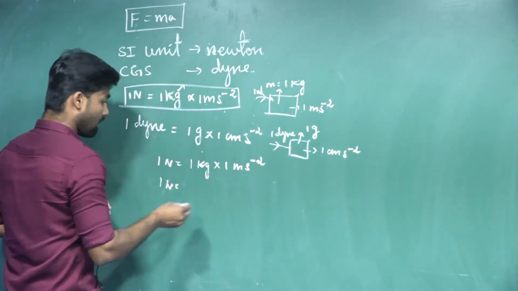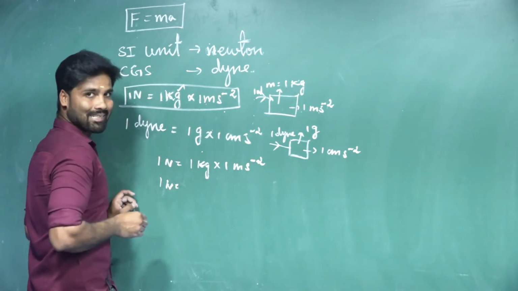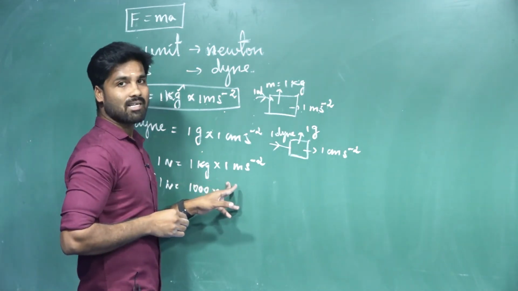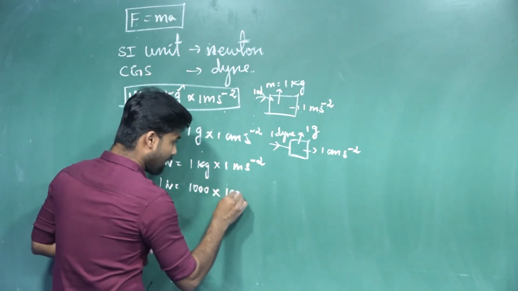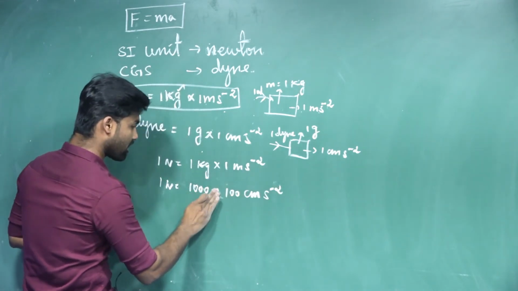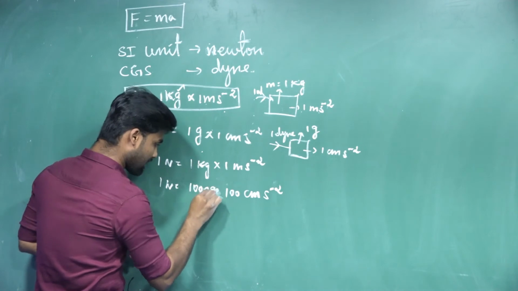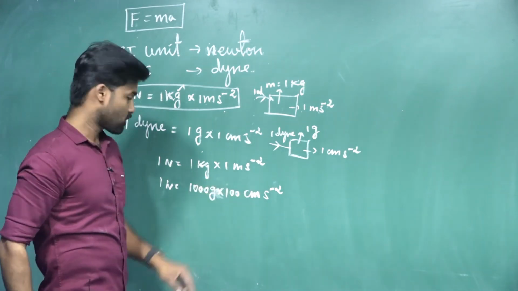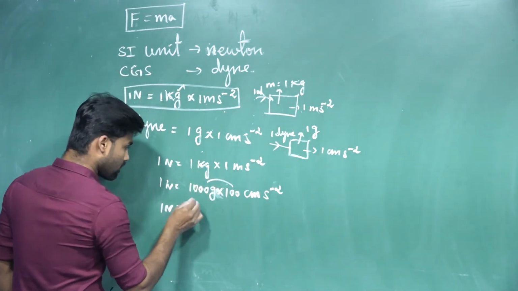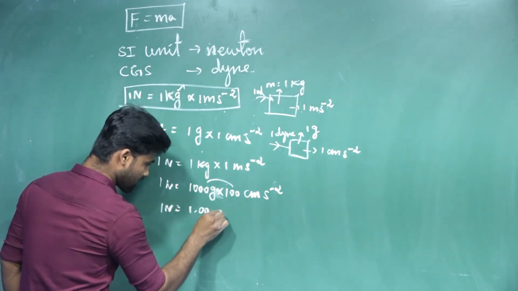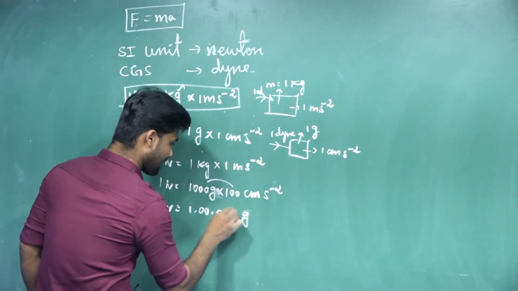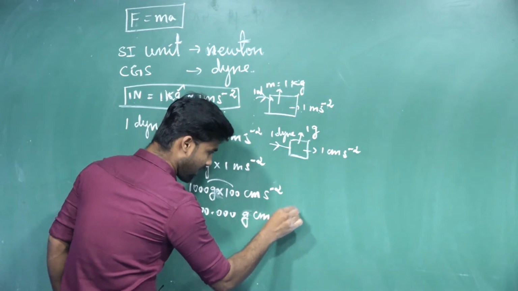We know that 1000 grams equal 1 kilogram, and 100 centimeters equal 1 meter. So 1 kilogram is 1000 gram into 100 centimeter second power minus 2. If you multiply these values, what do we get? 1 lakh. Write the unit as gram centimeter second power minus 2.